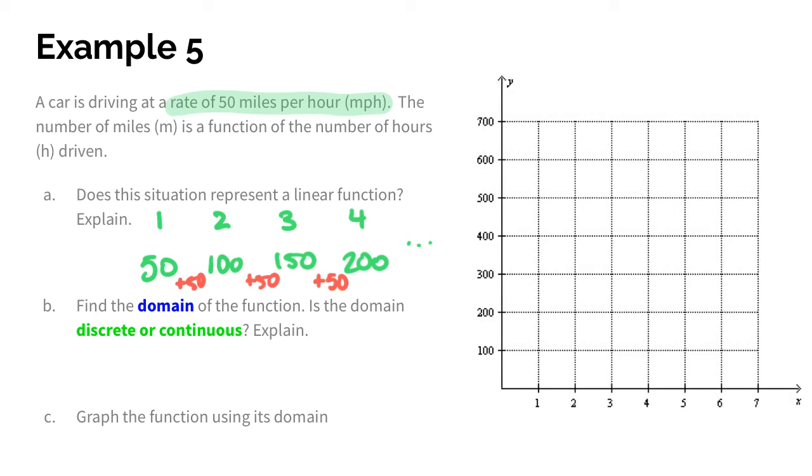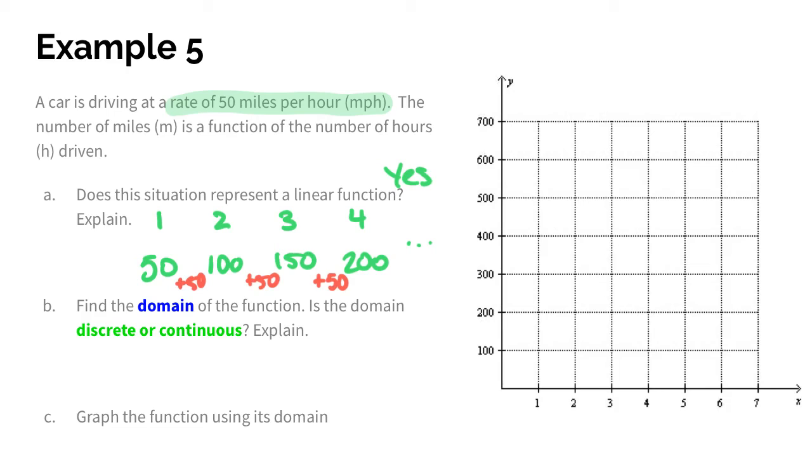So is this a linear function? Yes, most definitely it is, because we have a constant rate of change between my outputs. Now in the next part, I kind of did this already, but it says to find the domain of the function, and I want to know, is this domain discrete or continuous? So I'm going to start with this in terms of discrete or continuous.